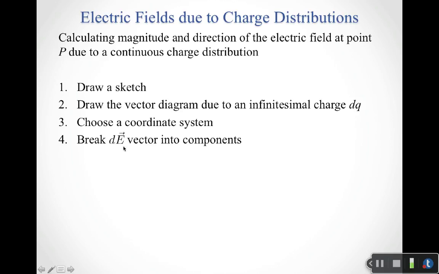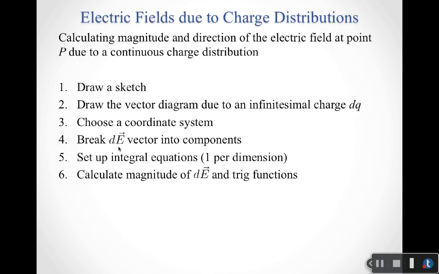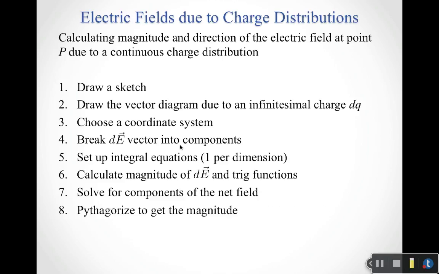We're going to pick a coordinate system. We're going to break that little dE vector, the contribution of our infinitesimal charge element that we've selected, up into components. We're going to set up our integral equations. Again, there's going to be one per dimension in the problem. We're going to calculate the magnitude of dE and the trig functions that we'll need to break this vector up into components. Then we'll solve for the components of the net field by dealing with those integral equations.